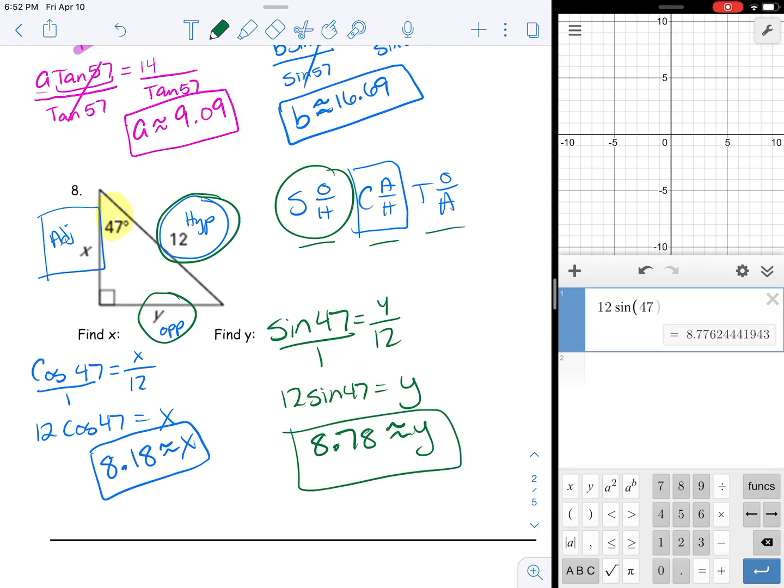Remember that your angle always goes right next to the function that you're using, and the right side is the ratio of those two sides that you are relating. And then from there, you just cross multiply and you solve till you get your variable alone. And then it's all about pushing buttons in the calculator.